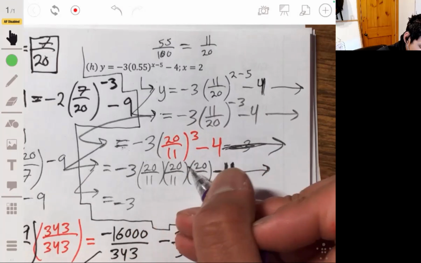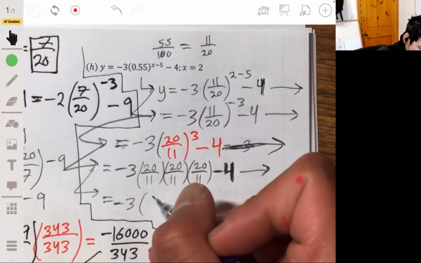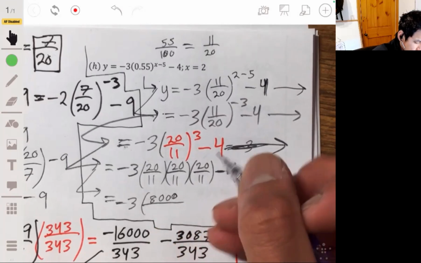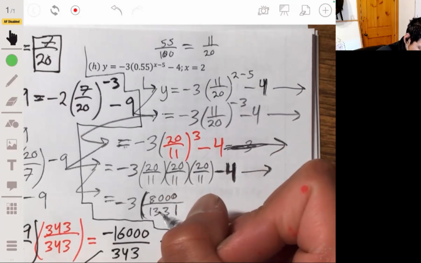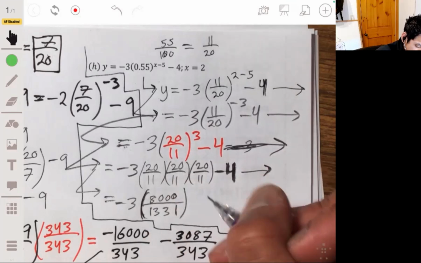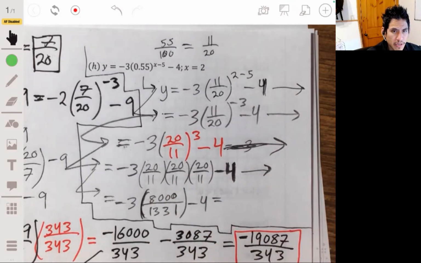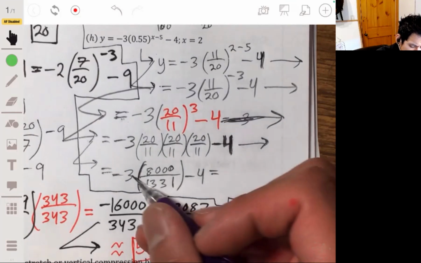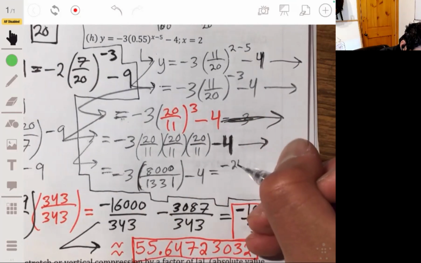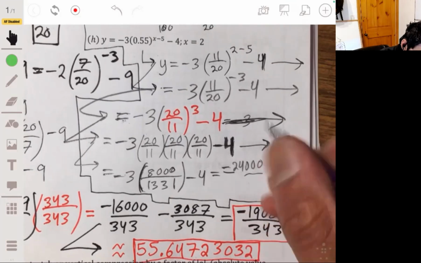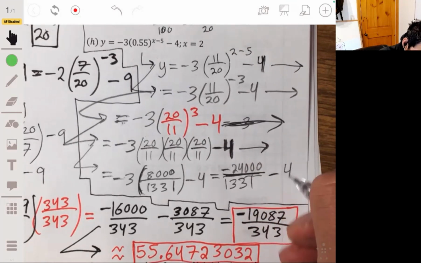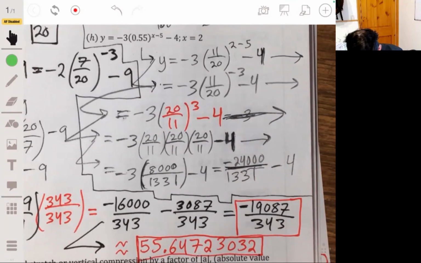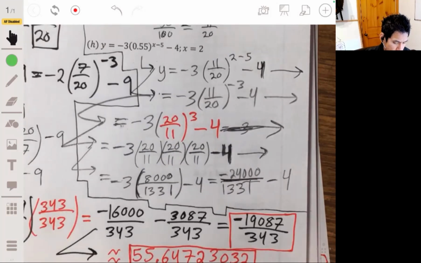So we have negative 3 times 20 times, so 2,400, 8,000 again. 11 to the third should be like 1331, I believe. I remember because it's like a reflection, 1313, which I don't know why I actually remember. And then we multiply across. Negative 3 times 8,000, and negative 24,000 over 1331 minus 4. And what I'm going to do is use the power of the sticky notes to finish the problem here.